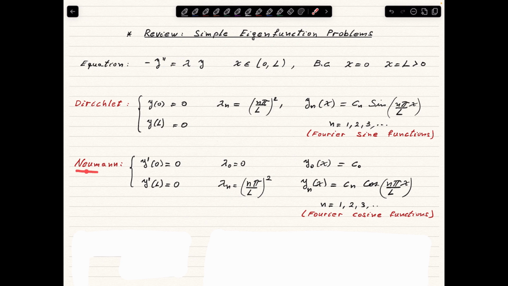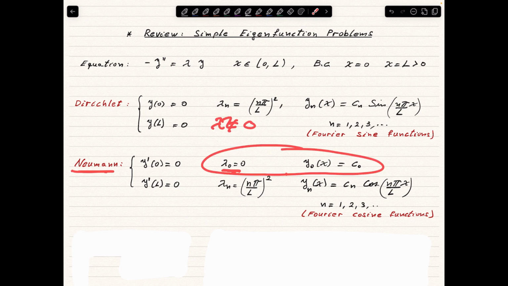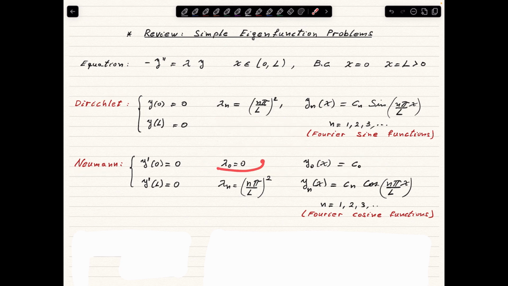But here in the Neumann problem we have one more solution: we also have lambda equals 0 for this problem. Lambda equals 0 is a solution for Neumann boundary conditions, but lambda equals 0 is not a solution for the Dirichlet problem. The corresponding eigenfunction for lambda equals 0 is a non-zero constant. Recall, all these constants cannot be 0.